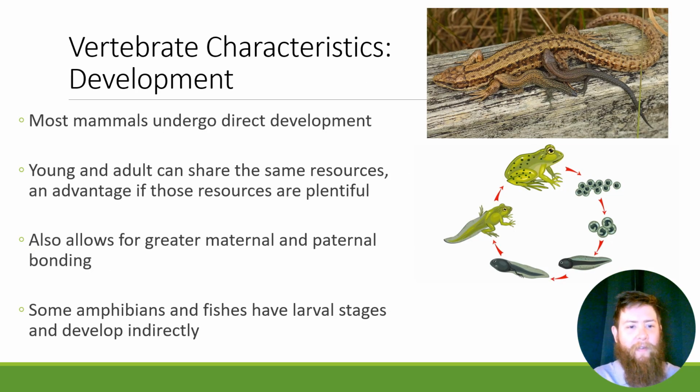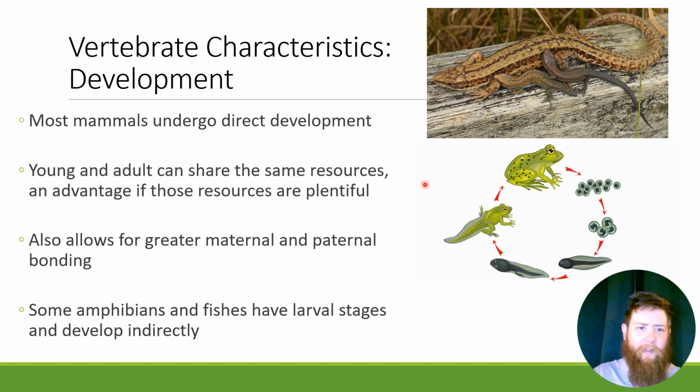And the last thing we're going to talk about is vertebrate development. Most mammals and other vertebrates undergo direct development, like this lizard here. These babies look exactly like their mom. The young and the adult can share the same resources, which is good if there's a lot of them. It also allows for greater maternal and paternal bonding with the children. It doesn't happen in all species, but it does happen in some.